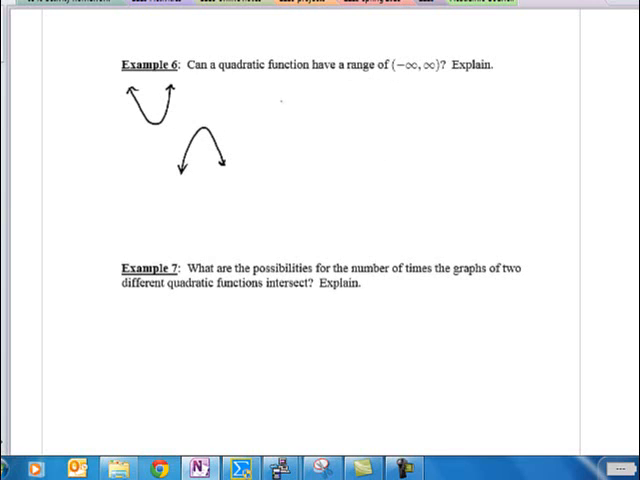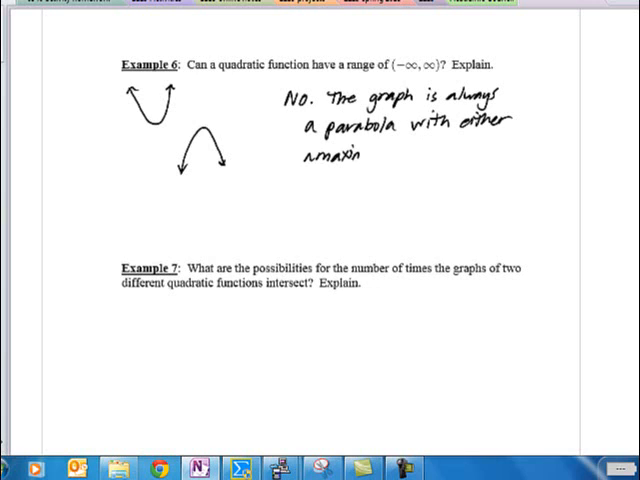The graph is always a parabola with either a maximum y value or a minimum y value. So the range can't be all real numbers.